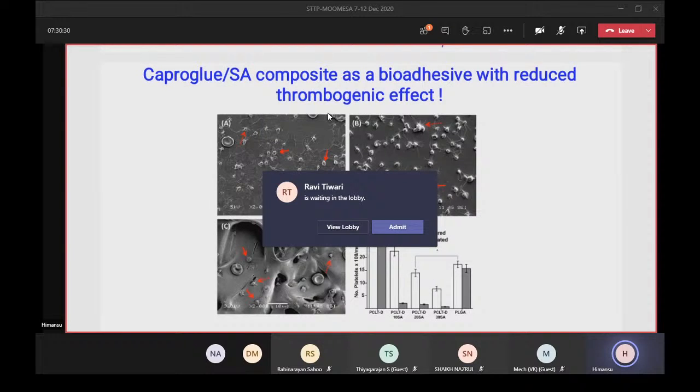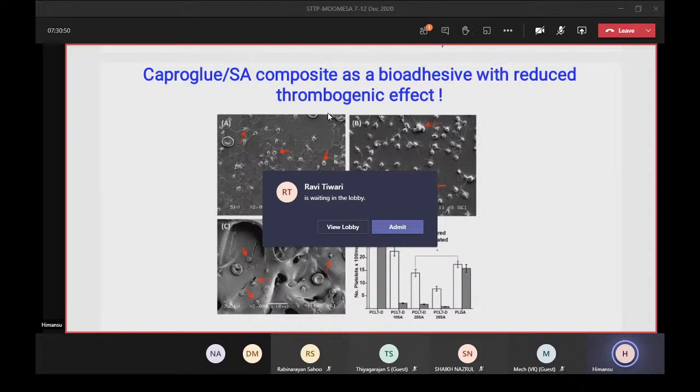When we added the adhesive to the sebacic acid, we could see the response that is very important: the platelet response to the surface is minimized. That means we could get a truly blood compatible surface. So with the addition of this, we call it a multifunctional bioadhesive.